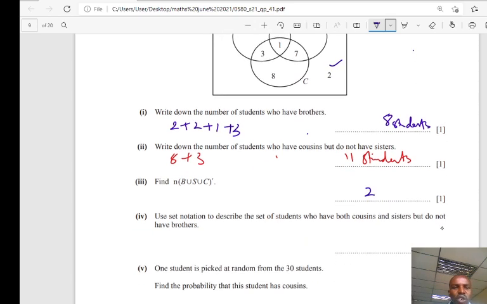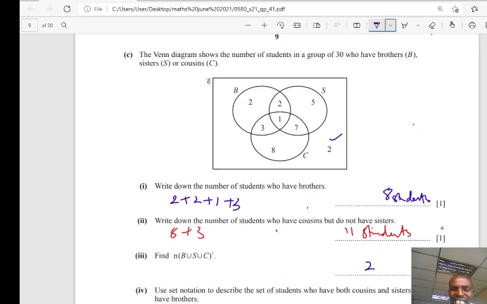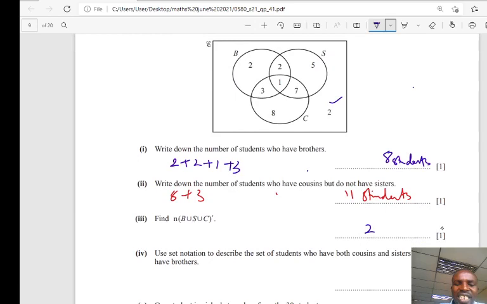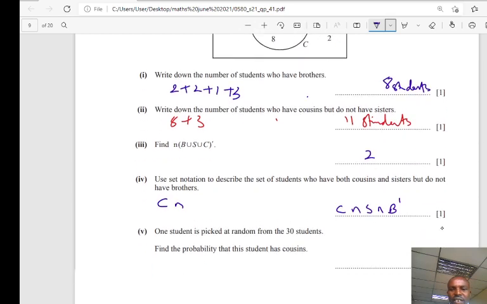Then next, use set notation to describe the set of students who have both cousins and sisters but do not have brothers. They have both cousins and sisters. Both cousins and sisters is cousins intersection sisters. Let me just write cousins intersection sisters. That's both cousins and sisters but do not have brothers. So it will be intersection no brothers, so B complement. Then you can say you are done.